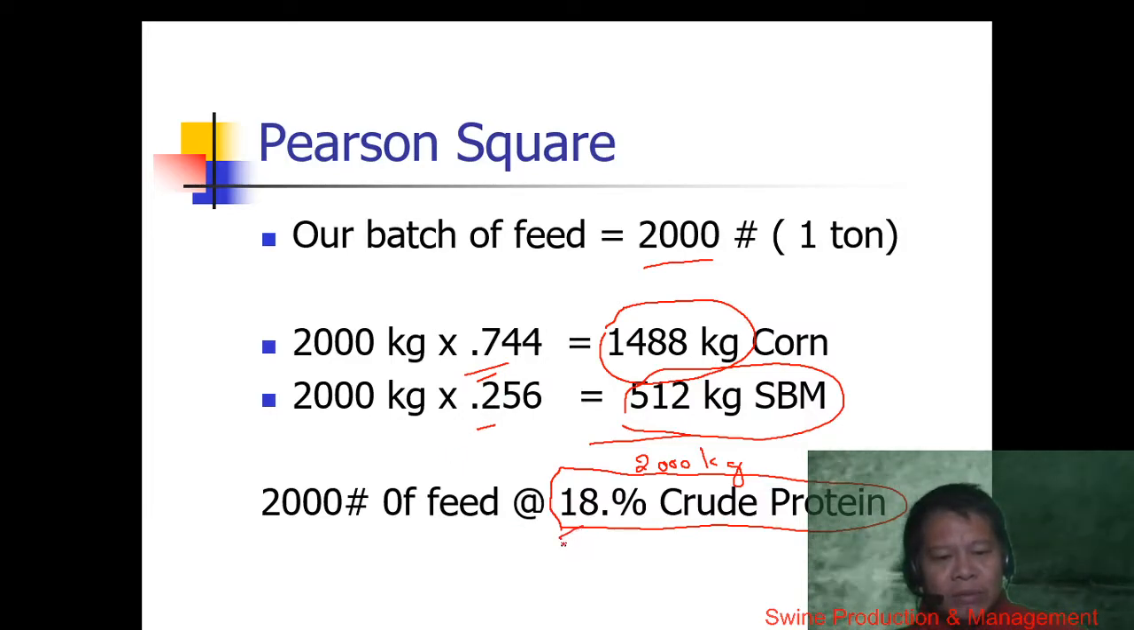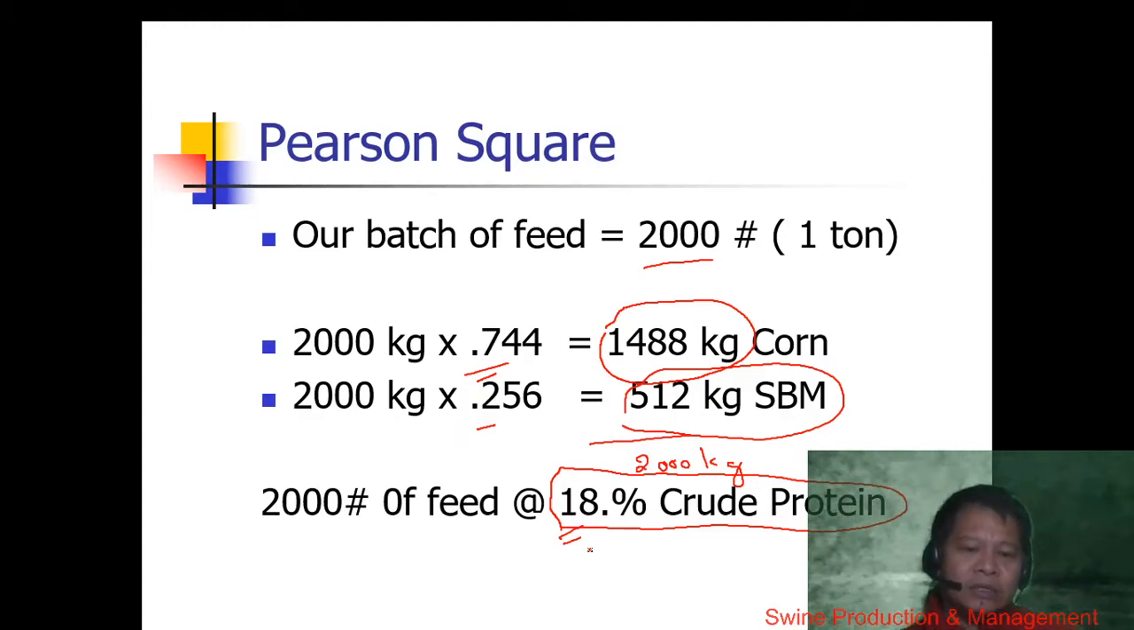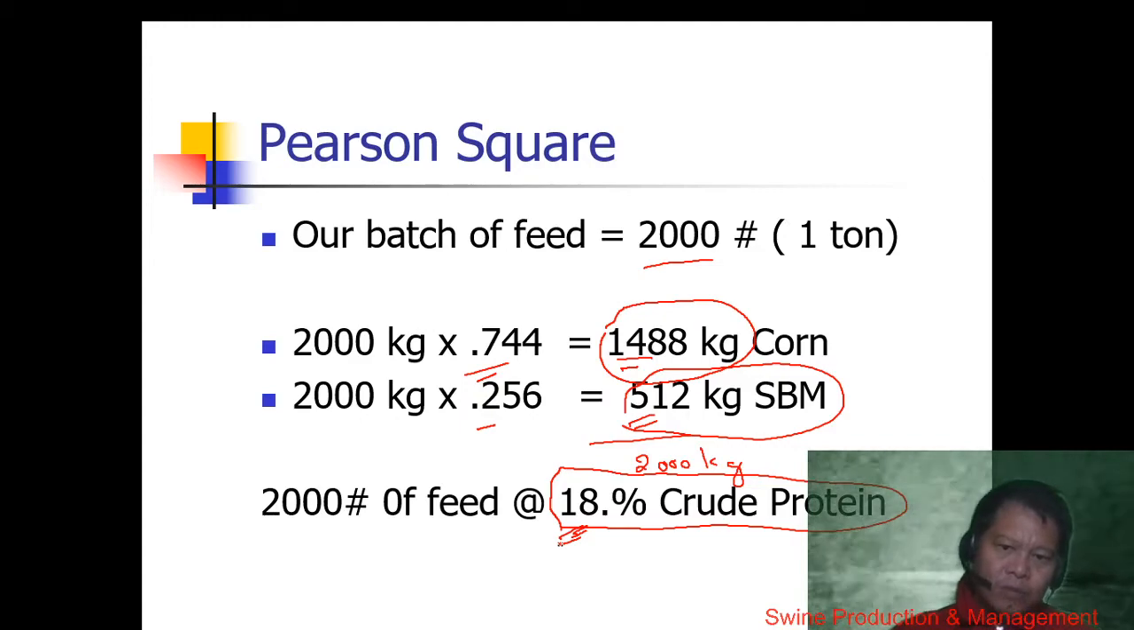Mo itong atong gigamit ang Pearson square. Unya sa pag mag-compute, atong na-realize, atong nahibalaan nga aron makakuha tag 18%, mauday ni ang mga mixture sa proportion ng corn and soybean meal para nga naatay 18% crude protein.